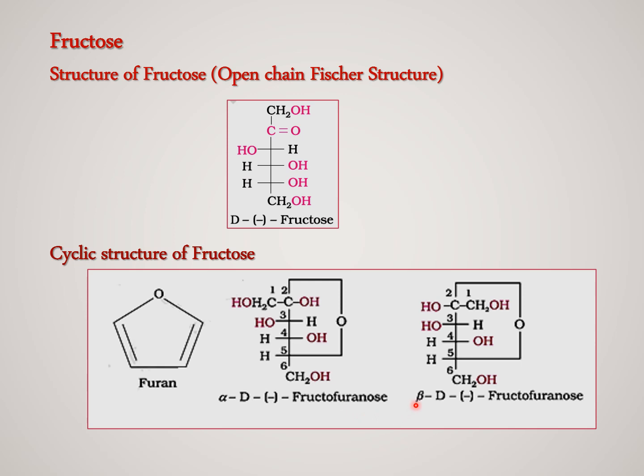The other form is the beta. In the beta, only at carbon number 2, the OH comes on the left and the CH2OH group goes on the right. The rest of the carbon atoms will have the same configuration as in the alpha. Therefore, the beta D-fructofuranose is an anomer of the alpha D-fructofuranose. So these two are the Fischer structures of fructose.